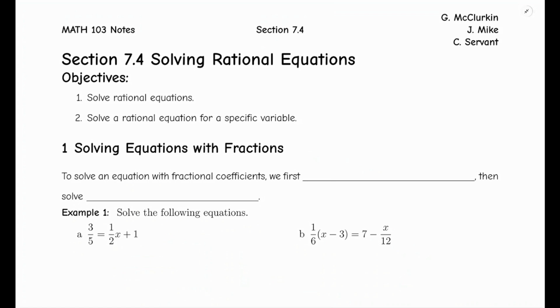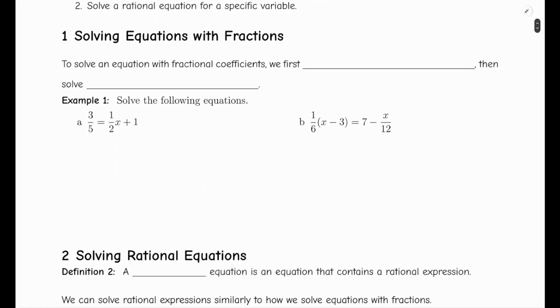Hello, this is section 7.4, Solving Rational Equations. Part 1, Solving Equations with Fractions.